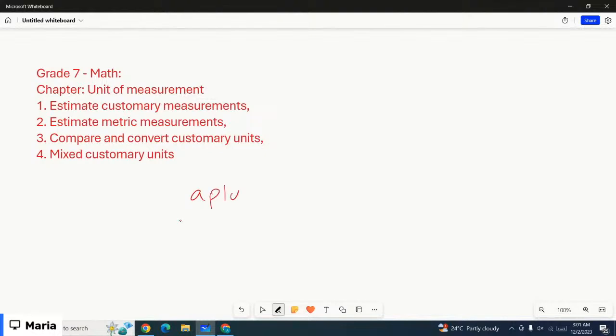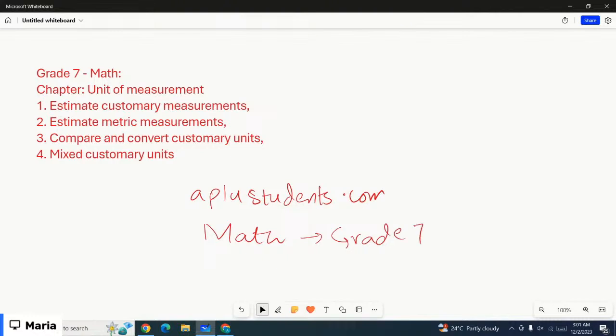You can find all the lessons on aplusstudents.com. You have to log in there using your email address and the password provided by the administrator. Then select math from the subject tab, scroll down to grade 7, and click on view all lessons. There you can find a list of the chapters.